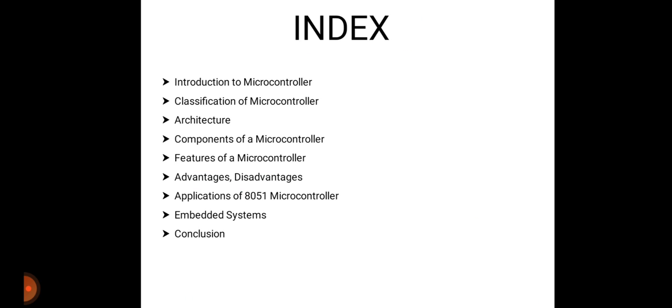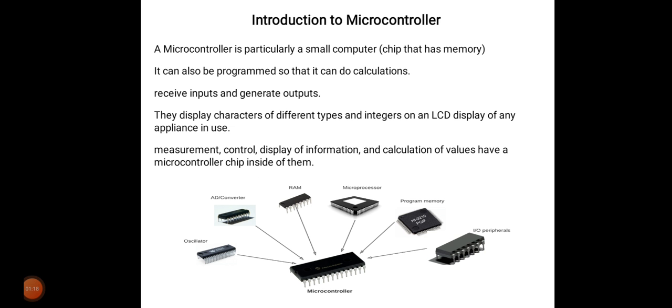Today we are going to discuss these points, that is, introduction to microcontroller. In that, the classification of microcontroller depending upon various points, that is bits, memory, and instruction set. Then what is the architecture of microcontroller, what components we use in that architecture, then the features, advantages and disadvantages of microcontroller, the applications in general or in embedded systems, and the conclusion of all the parameters. So these points we will cover in this lecture. Let's get started one by one.